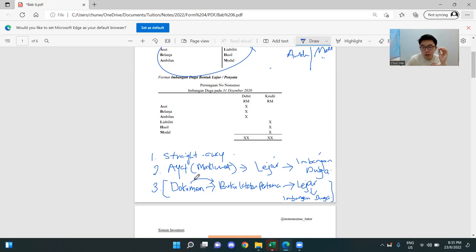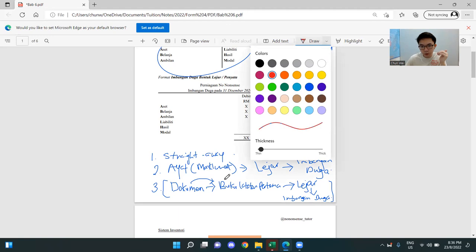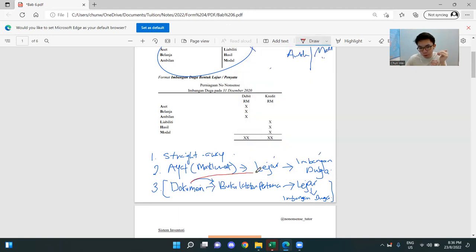But we need to do more because this type of question, if they come out in the exam, then a lot of students akan tak tahu bagaimana buat lah, right? So it's better for us to prepare for it. So sometimes they don't go from document to buku catatan pertama. They can straight away from document jump to ledger also can. Then from ledger to imbangan duga. Same thing for this ayat. From ayat, they can ask you to do buku catatan pertama dulu. And then from buku catatan pertama to ledger, then to imbangan duga.